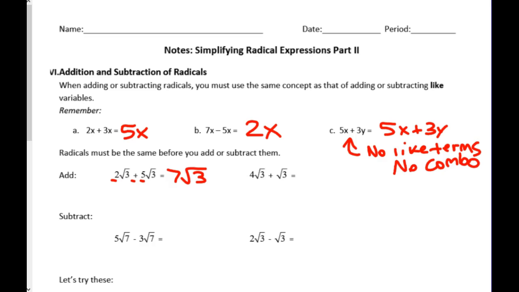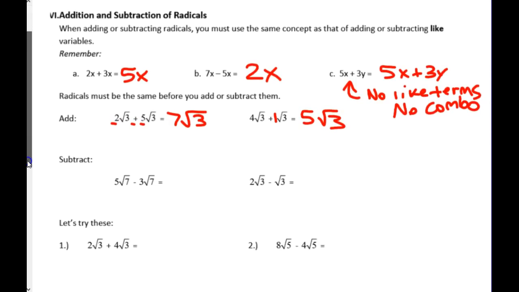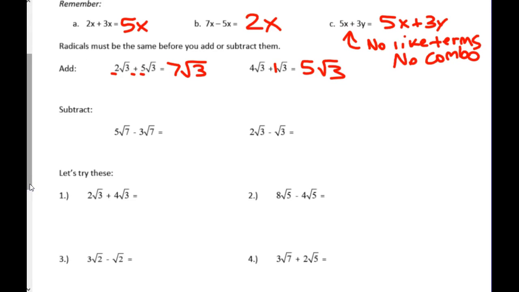Okay. Now the second one, 4 square root of 3 plus, this should be an implied 1 square root of 3. Add those up. How many square root of 3 is that? 5 square root of 3. Okay. So if there's no number in front, it's a 1. So we had a 4 square root of 3 plus a 1 square root of 3. We get a 5 square root of 3.